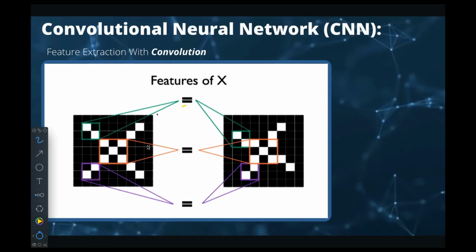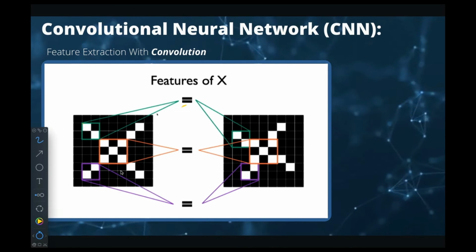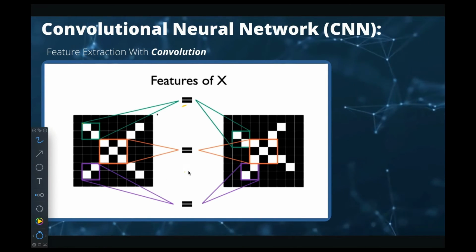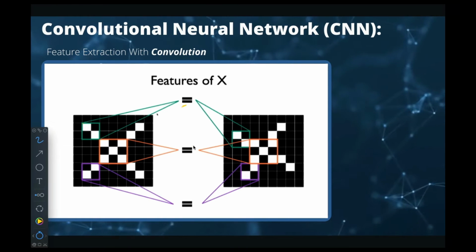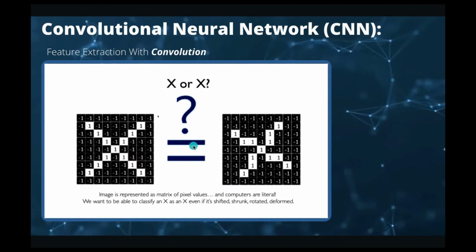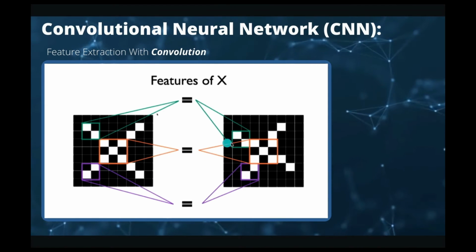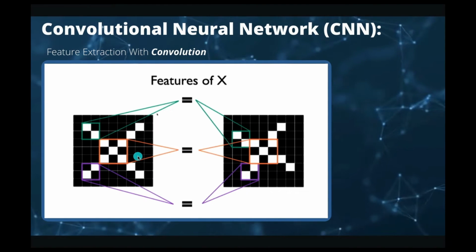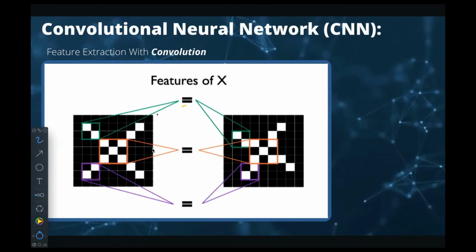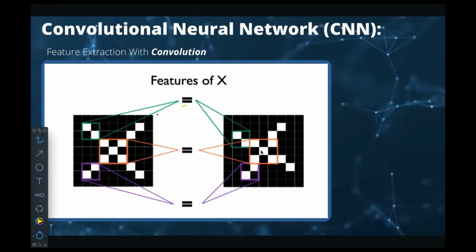So we want the computer to determine patches of it like this, instead of just feeding the entire image like this, and then the computer will get confused whether this is equal to this one. But if it's able to detect patches of it, it will be able to detect that this X is the same as this X.